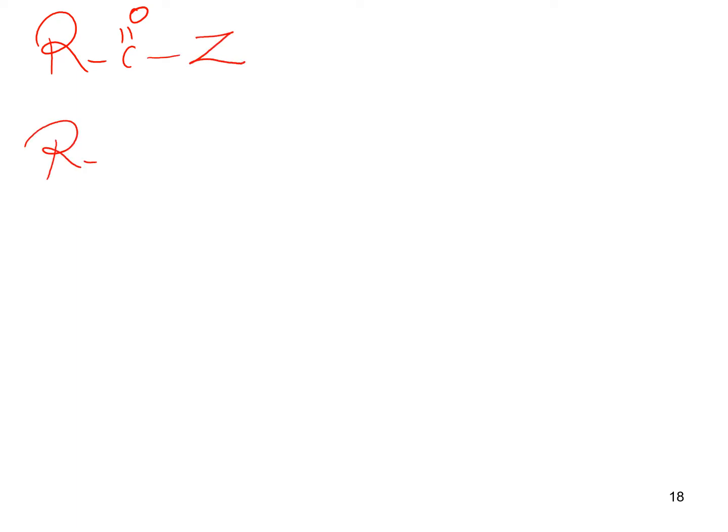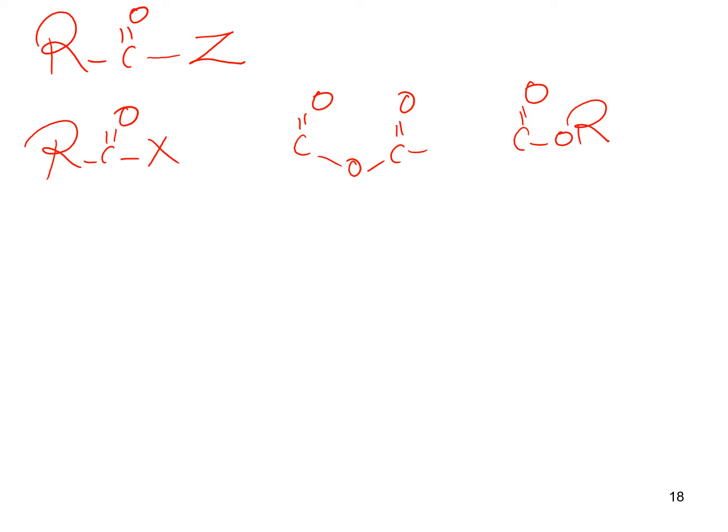Let's discuss the different Zs. In case of acid halides, the Z is a halogen. In case of anhydrides, the Z is an O and another acid. In case of esters, your Z is the alcohol part, and in case of amides, your Z is an amine. Let's discuss the effect of each one of these on the positivity of the carbonyl group.